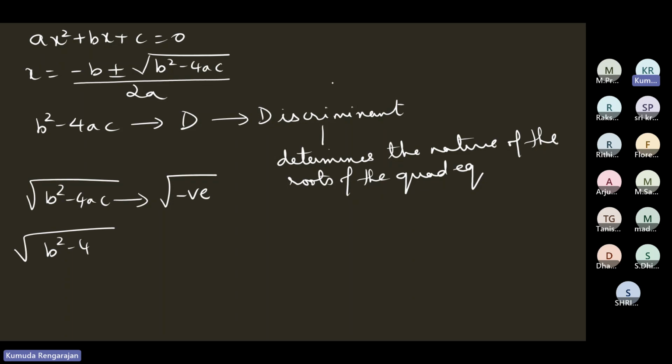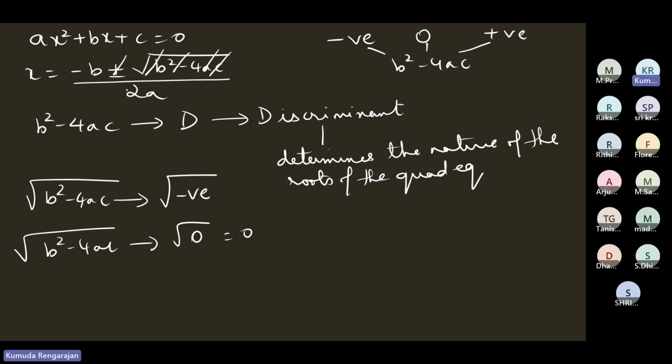So we just take up the three broad cases. When b square minus 4ac is negative, 0, positive. So when b square minus 4ac is 0, the square root of 0 is 0. So that means this one is not there. This is 0, it's gone. So you will have only one value for x, minus b by 2a. So when b square minus 4ac is 0, the quadratic equation will have only one root or two equal roots.